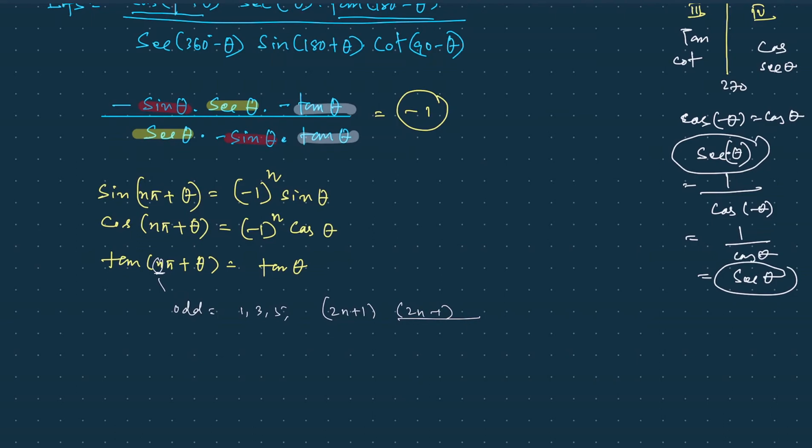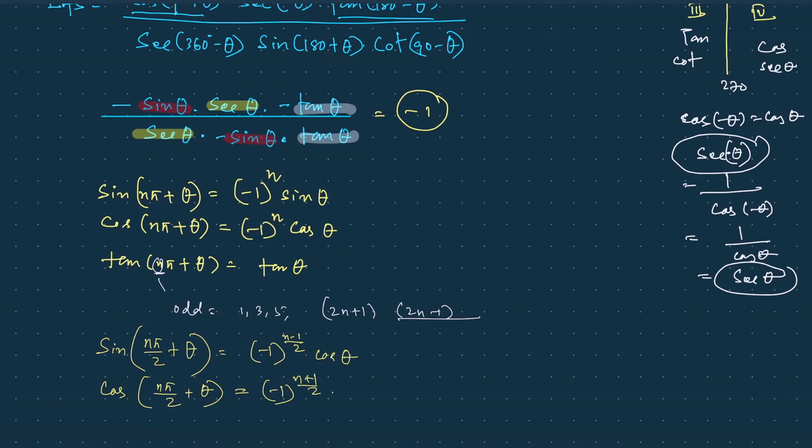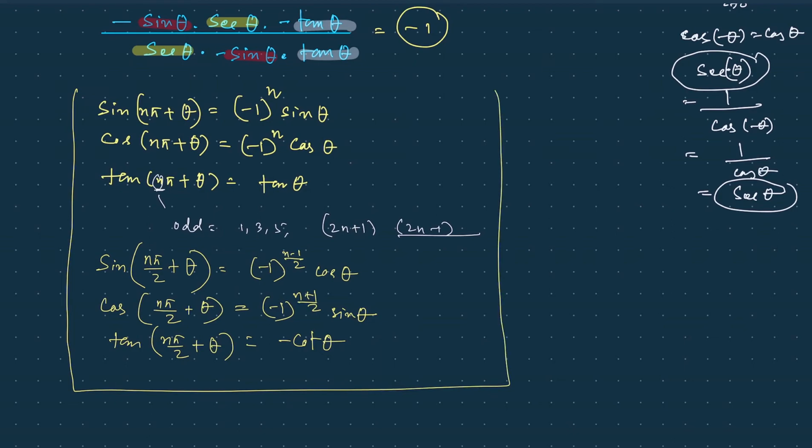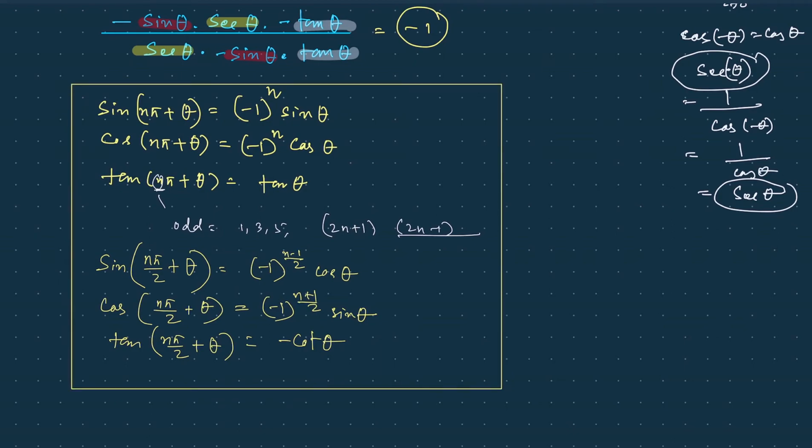Now, sin of n pi by 2 plus theta is equal to minus 1 power n minus 1 by 2 into cos theta. You need to remember all these formulas so that we can speed up while performing the problem. Okay. And tan of n pi by 2 plus theta is equal to minus cot theta. Okay. Please keep this in mind. This is a very important formula that we need to know.